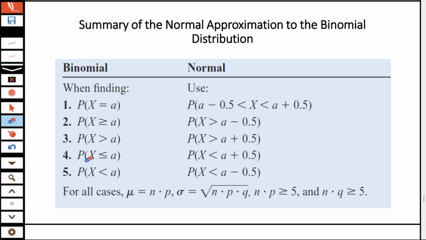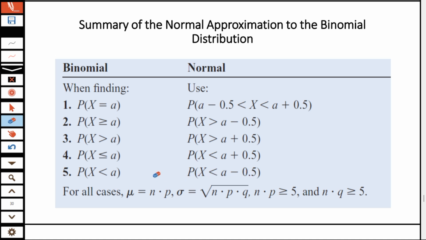And then you should find the probability that x is less than or equal to a. Here, it is the probability that x is less than a plus 0.5. And the probability that x is less than a will be equal to the probability that x is less than a minus 0.5.